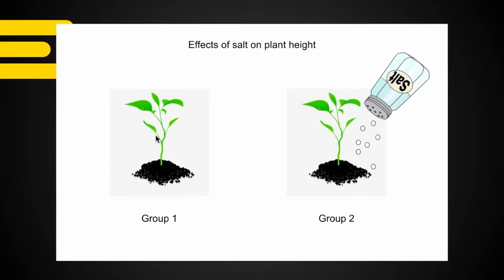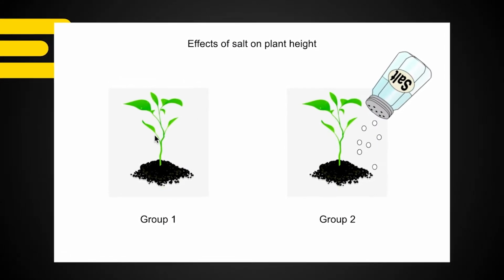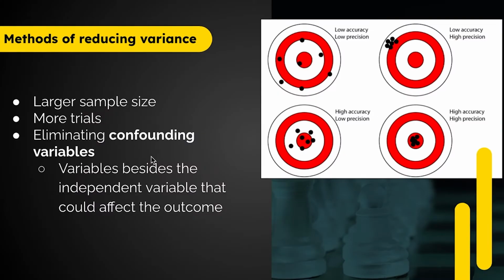Something we can do is increase the sample size. So if we look at our first example here, we're just using one plant in each group, but we could increase that to 5 plants or 10 plants or 100 plants. When we do that, our data is more reliable because there's less things that are just left up to random chance. Or we could do more trials.